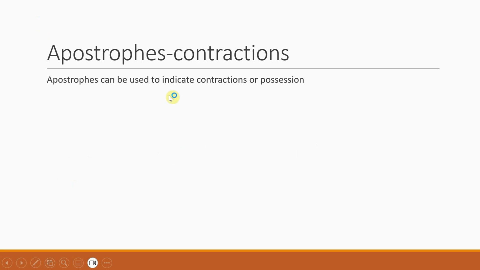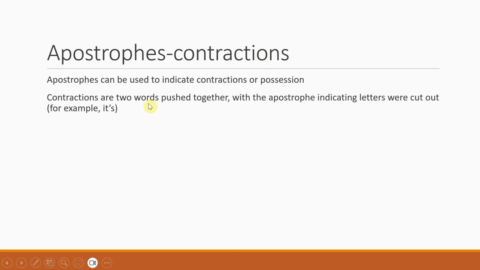But let's start out with apostrophes. Specifically, I'm going to begin with contractions, because apostrophes can be used to indicate either contractions or possession. So I'm going to start with the first one. A contraction is just when two words are pushed together, and that apostrophe is going to indicate where those letters were cut out in the contraction.